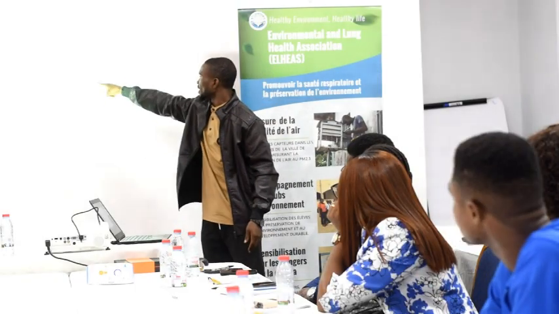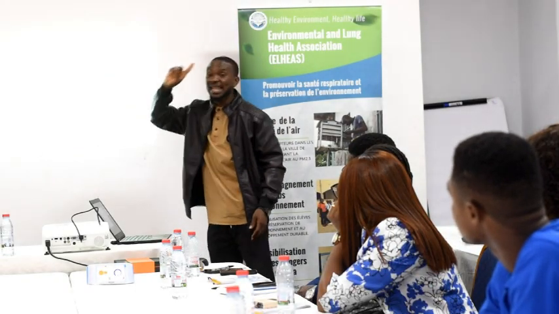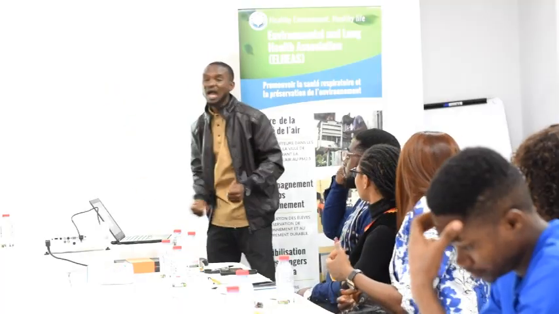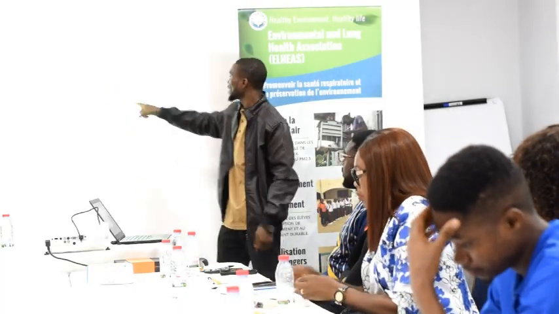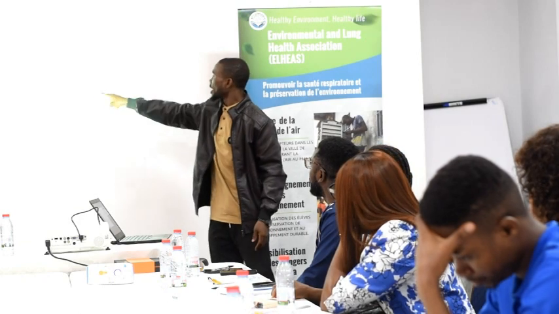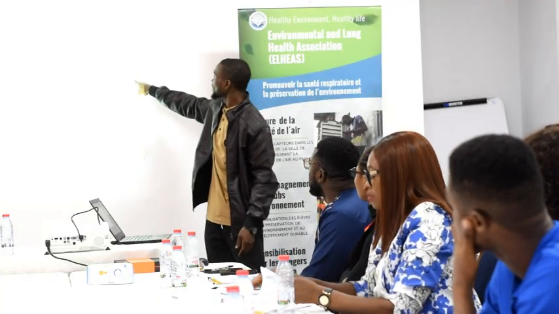So if you breathed air of 35 micrograms per cubic meter last year, at least this year you should be at 25. Let's exaggerate it. You should be at 25, and you continue working so that the following year you should be at 15. The next you should be at 10, and then finally you will start breathing clean air. So clean air should have particulate matter 2.5 of 5 micrograms per cubic meter.